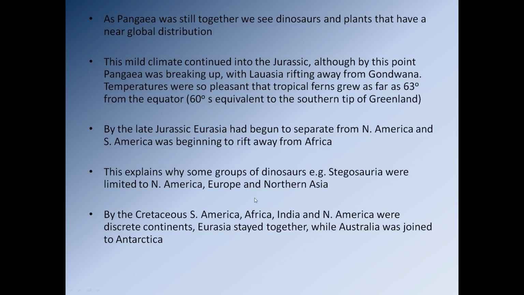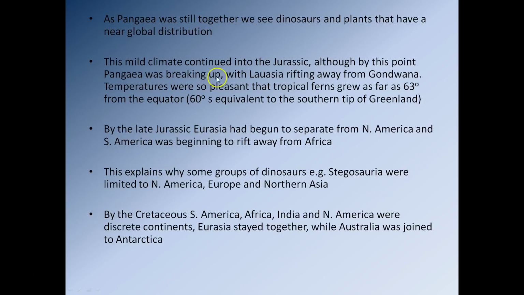So as Pangaea was still together, we see dinosaurs and plants that have essentially near global distributions. Because the climate is so homogeneous, it means these dinosaurs can move around, they can go from one place to another, safe in the knowledge that the climate's not going to be significantly different, therefore they'll be able to find the same plants, the same food, etc.